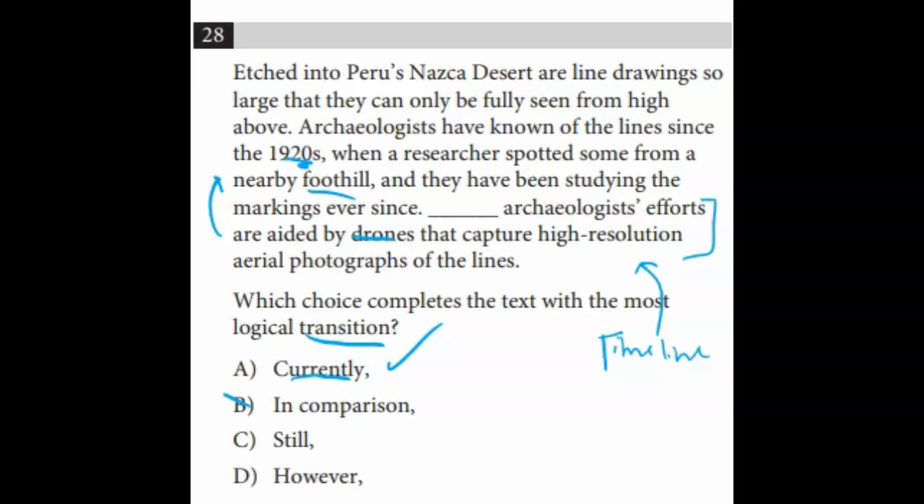So still, archaeologists' efforts are aided by drones. No, because it implies that in the 1920s, using foothills would imply that they wouldn't be able to use drones now, which is not true. And the same thing with however, archaeologists' efforts are aided by drones. Once again, that implies like in spite. So, in spite of archaeologists using foothills, we use drones. Makes no sense. A definitely is the correct answer here.